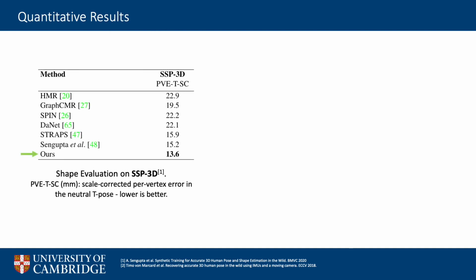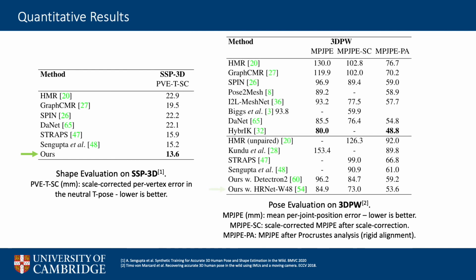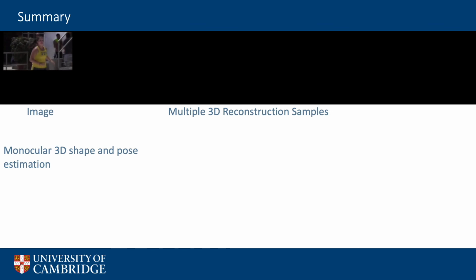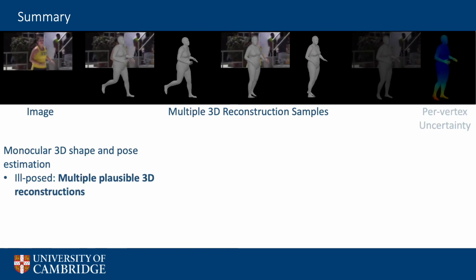Our approach achieves state-of-the-art body shape performance on the SSP-3D dataset. It is competitive in terms of pose metrics on the 3DPW dataset, outperforming other approaches that do not require any 3D label training images. In summary, monocular 3D shape and pose estimation is an ill-posed problem.